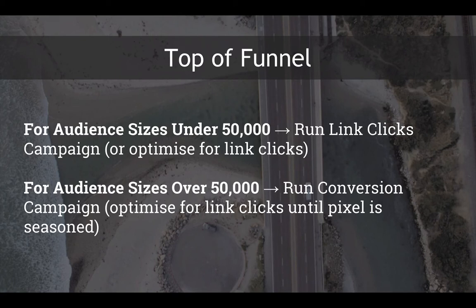You don't need Facebook to optimize further for this because it's such a small audience. So you are typically better off running a link click campaign, or if you're going to run a conversion campaign, you're better off optimizing at the ad set level for link clicks. For audience sizes over 50,000, then you can use the OCPM part of the algorithm. So you'll run a conversion campaign, and you're going to optimize for conversions. If it's a brand new pixel or a brand new ad account, you're going to optimize for link clicks until you season that pixel a little bit. Make sure you watch that training on how to season your pixel, or what that even means.